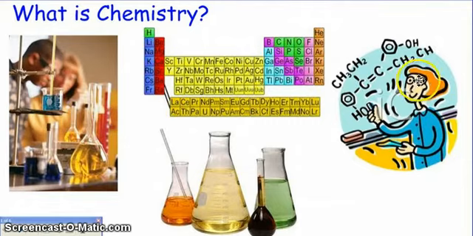And here we have a teacher, and she looks kind of like me on a good day. But anyway, here we have some formulas that she has written, and these are actually organic compounds, but we will be looking at how to write formulas in chemistry as well. So experiments and working with the periodic table and writing formulas, these are some things that are involved in the study of chemistry.